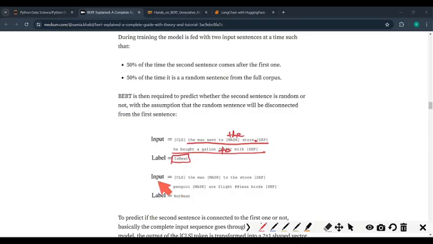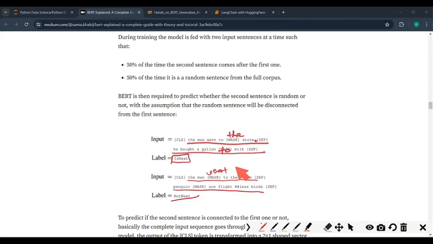Right? Now, when we are looking at the next example, the man goes to the store. The masked word here is "went". Sorry, here the word "went" is masked. The man went to the store. Then the second statement is: penguins are flightless birds. So are these two statements connected? Is the second statement the next of the first one? It is saying not next. So the second statement is not the next of the first.